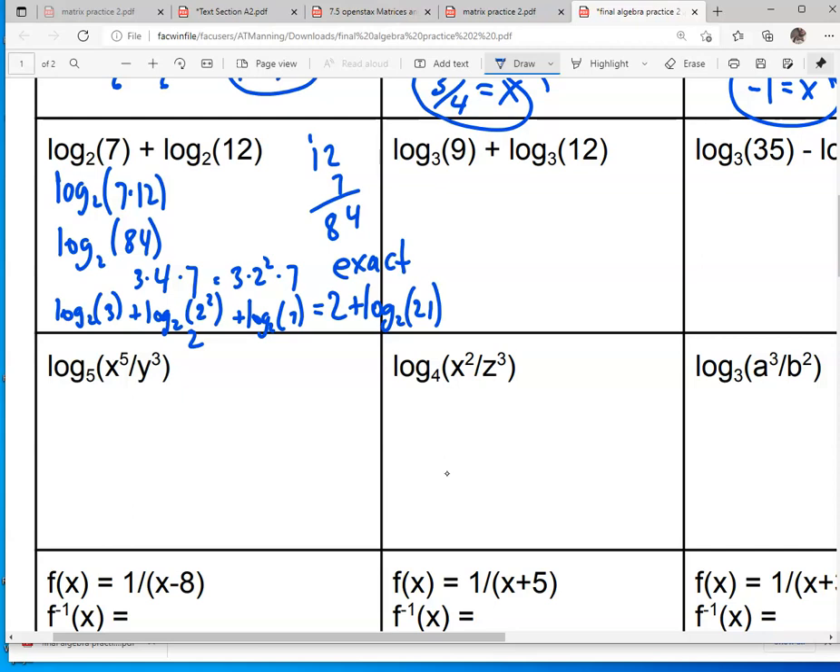Let's do the same thing here. This time, though, instead of combining them and multiplying 9 times 12, what do we see here? Log base 3 of 9. Do you recognize that 9 is 3 squared?